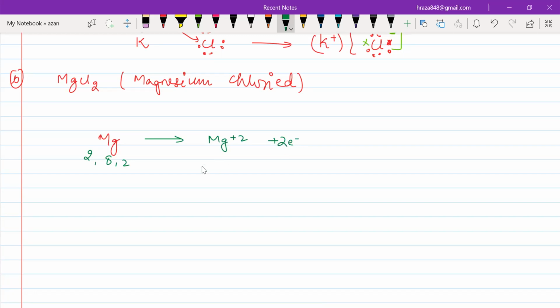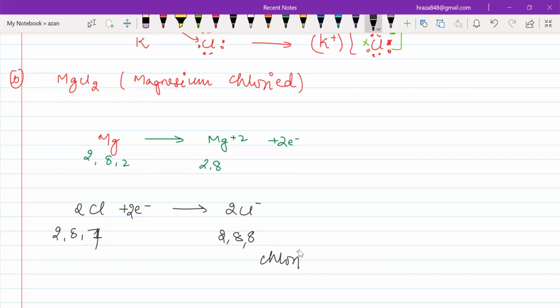Magnesium, sir, same way, 2,8,2, and then it will be converted into Mg plus 2. That means it loses 2 electrons and it will have now noble gas configuration, and chlorine will come and gain 1 electron. So 2 chlorine will come in order to gain 2 electrons. Now this will be 2Cl minus, which will have a configuration 2,8,8, and this is chlorine ion, and this is magnesium ion. And we can write it like this.